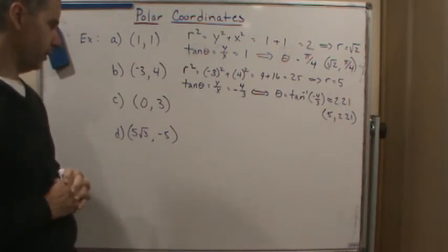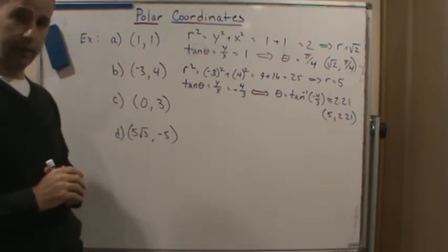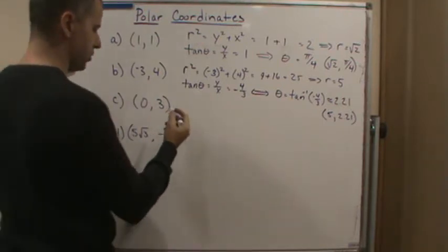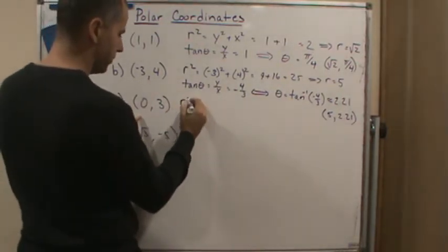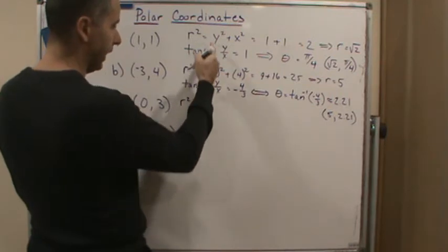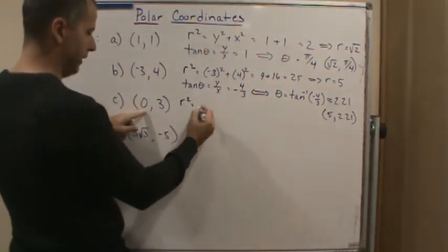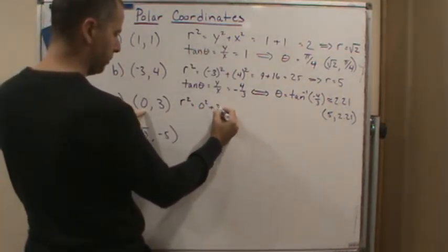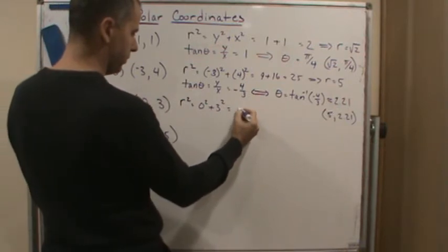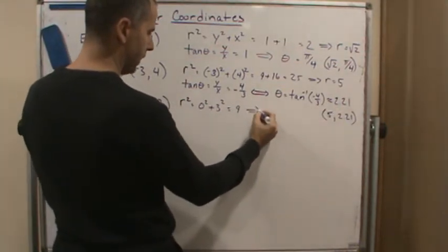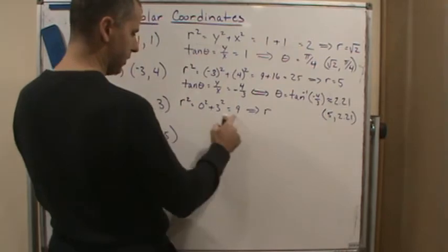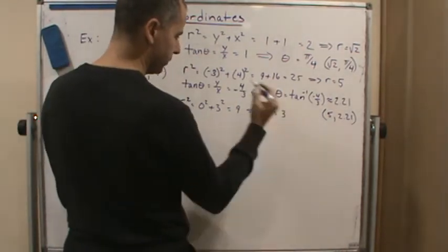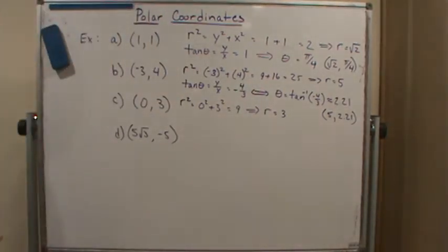Okay? Easily. Without even having to do any work. But let's do the work just to prove it. So again, r squared equals x squared plus y squared. So it's going to be 0 squared plus 3 squared, which equals 9, which implies that r squared is equal to 9, so that means r is equal to 3. Voila, just like I said, right?